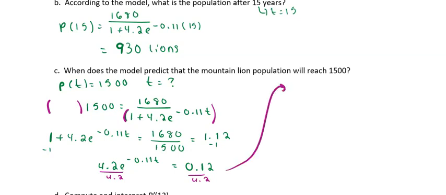I'm running out of room, so I'm going to continue over here. So what we'll be left with is e to the negative 0.11 t is equal to, and if you do this division right here, it works out to be 0.0286. We have to get the t out of the exponent. So the way we get the t out of the exponent is we use our natural log. The natural log and the e cancel, so we have negative 0.11 t is equal to the natural log of 0.0286.